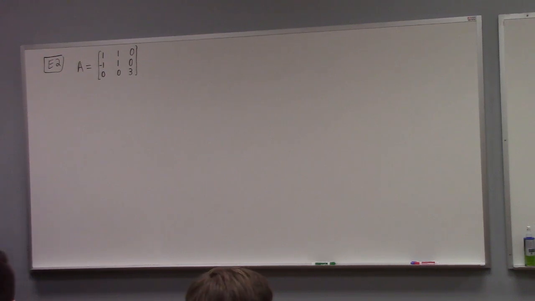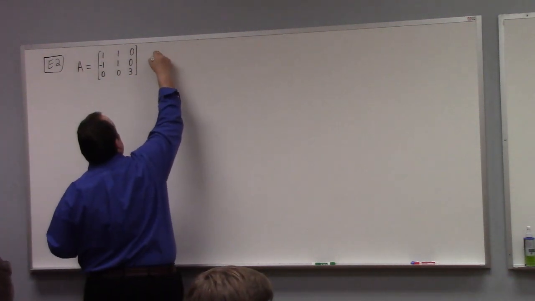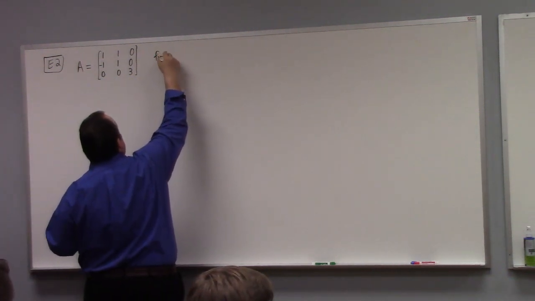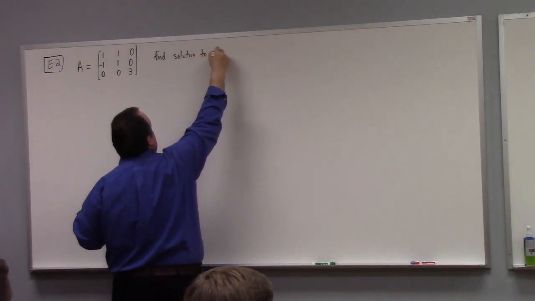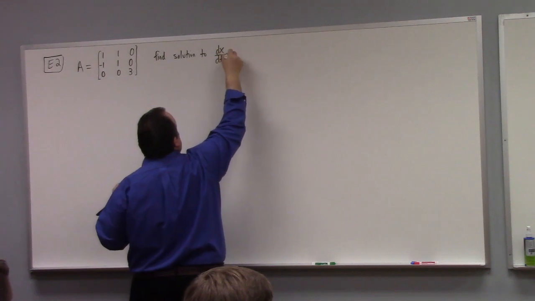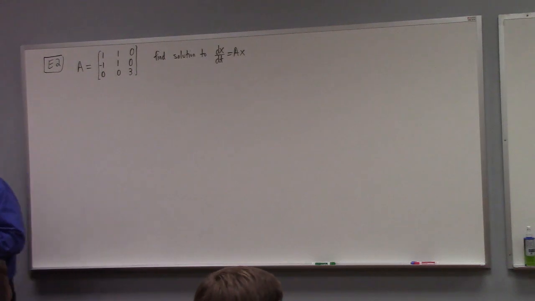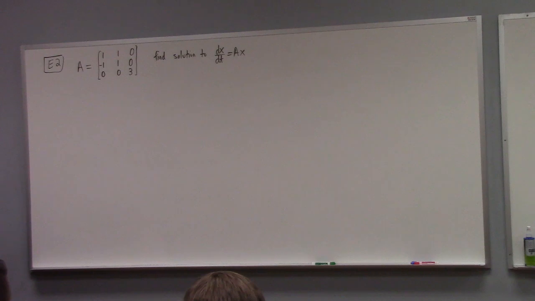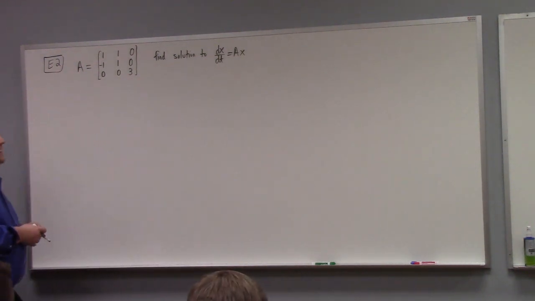So how's this going to work? What we want to do is find the solution to dx/dt equals Ax. We're going to do that by finding the eigenvalues. We're also going to diagonalize this matrix, but not in the real sense, in the complex sense. We're going to complex diagonalize this.